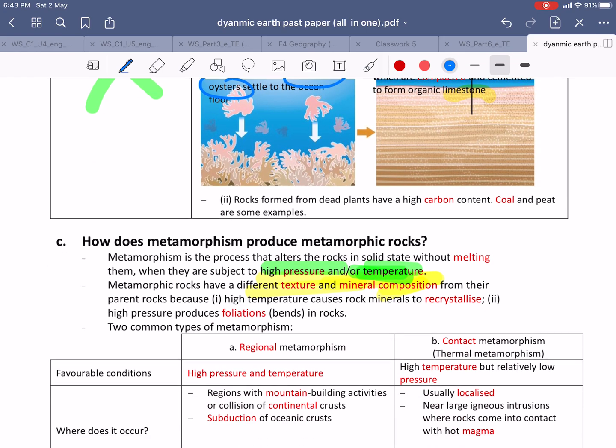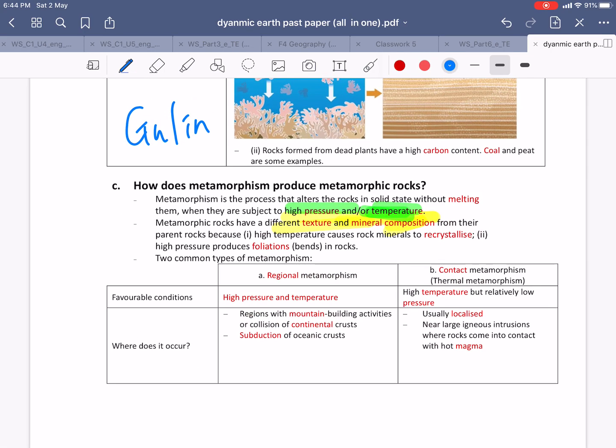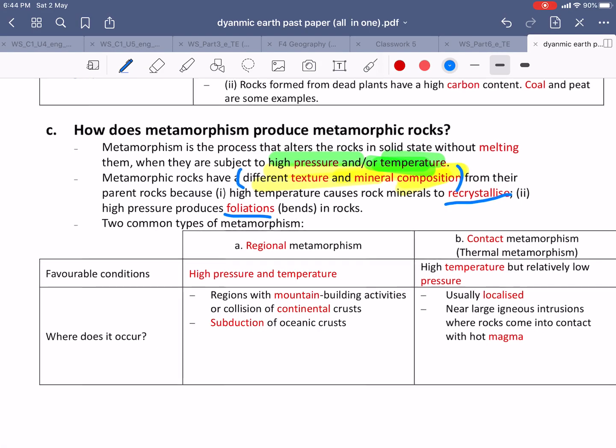richly colored sedimentary rock layer, just like 龜苓 in Guangxi. Metamorphic rock, as I have said before, involves high pressure and temperature, and most importantly, it changes the texture and also the mineral composition of the parent rock, because of two main processes: recrystallization and foliation. There are two forms of metamorphism. One is high pressure and temperature, and the other is just temperature but not pressure.